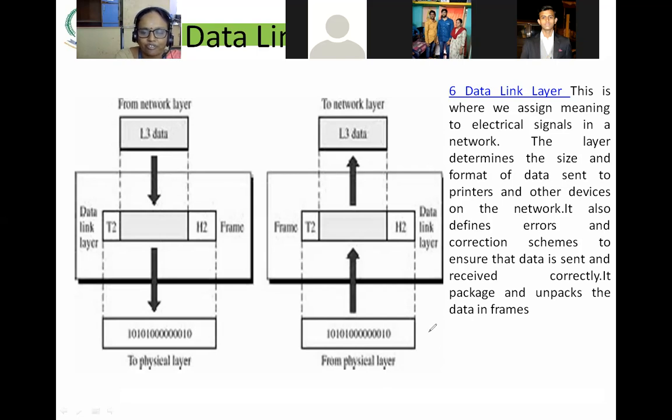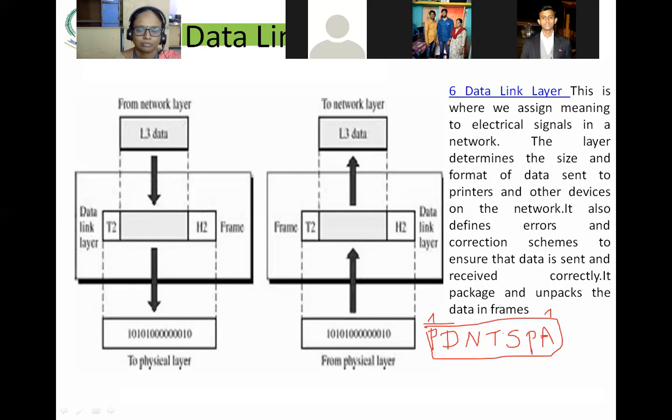Physical layer, data link layer, network layer, transport layer, session layer, presentation layer, application layer. These 7 names you have to remember. Starting from this is the first layer and this is the 7th layer.